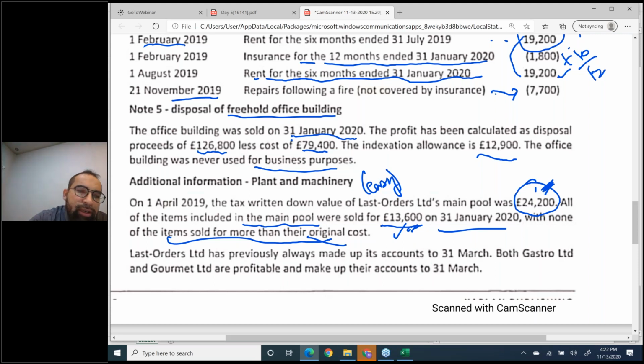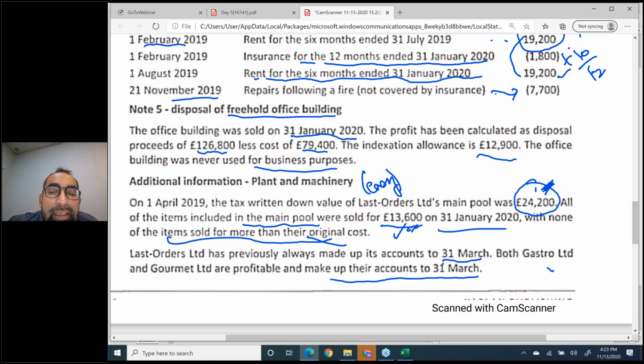Now, Last Orders Limited has previously always made up its accounts to 31st March. Both Gastro Limited and Gourmet Limited are profitable and make up their accounts to 31st March. Very good hints. One of these companies, Gastro or Gourmet, the one with 80% holding, is part of your 75% group. And as in yesterday's class, whenever you need to transfer trading loss or any loss within a 75% group, you need to check the accounting period. Make sure your accounting periods are properly aligned.